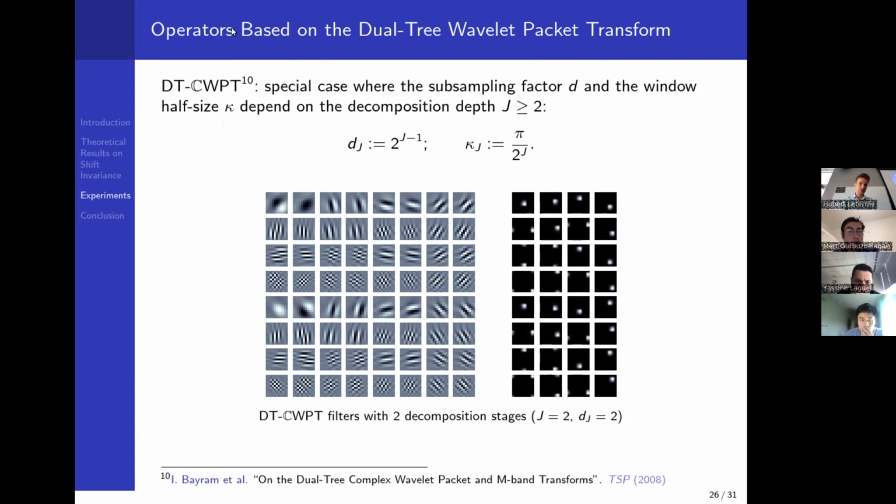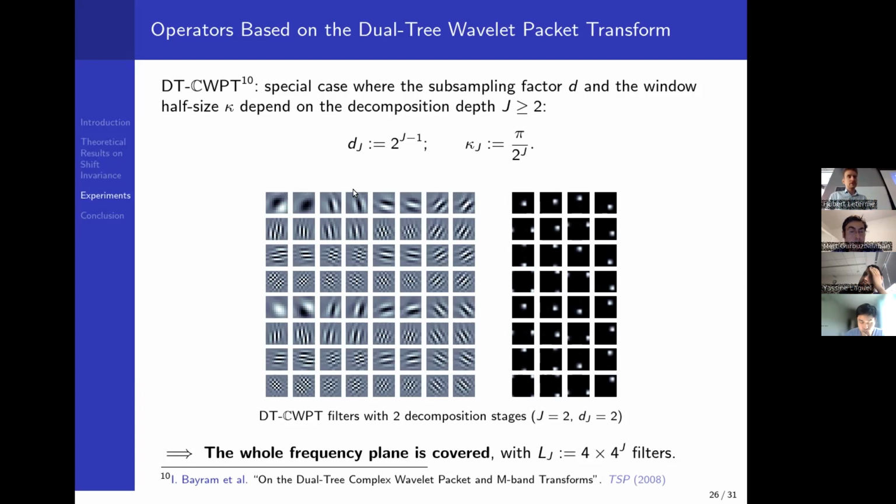So I won't go too much into details for this transform, but just for you to know that the subsampling factor is equal to this quantity, and the window size is equal to this quantity. So if the subsampling factor increases, then the Fourier window size decreases actually. And what is interesting to notice is that if we consider the complex conjugates, the whole frequency plane is covered by this transform.